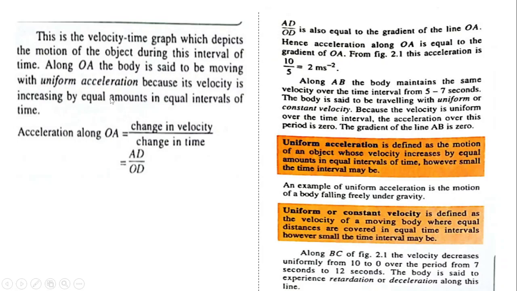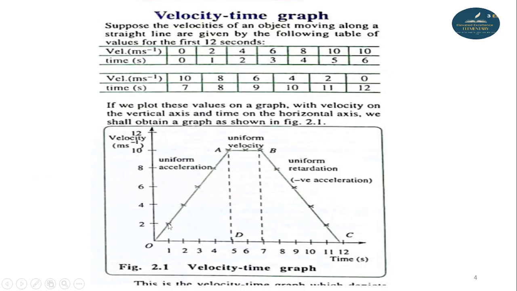Along OA, the body is said to be moving with uniform acceleration because its velocity is increasing by equal amounts in equal intervals of time. What does that mean? It states that along OA, the body is said to be moving with uniform acceleration.